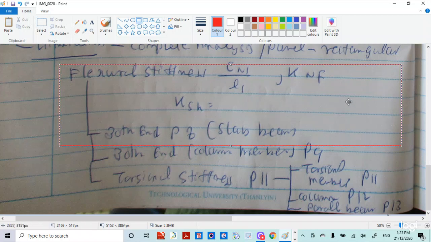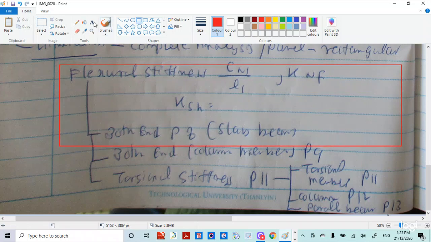We will calculate the thickness on page number 9, so you can see the column thickness here. Also, the torsional stiffness is on page 11. In this case we include the torsional member and also the column, so pages 11 and 12, and also the parallel beam on page 13. Those are the torsional stiffness calculations.